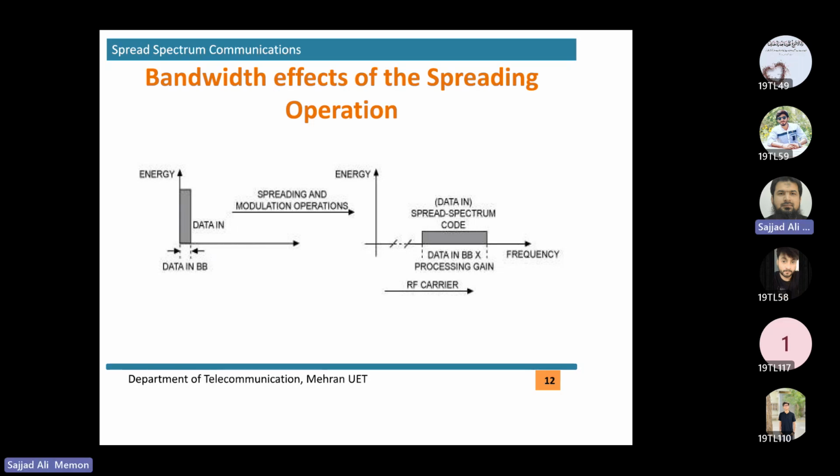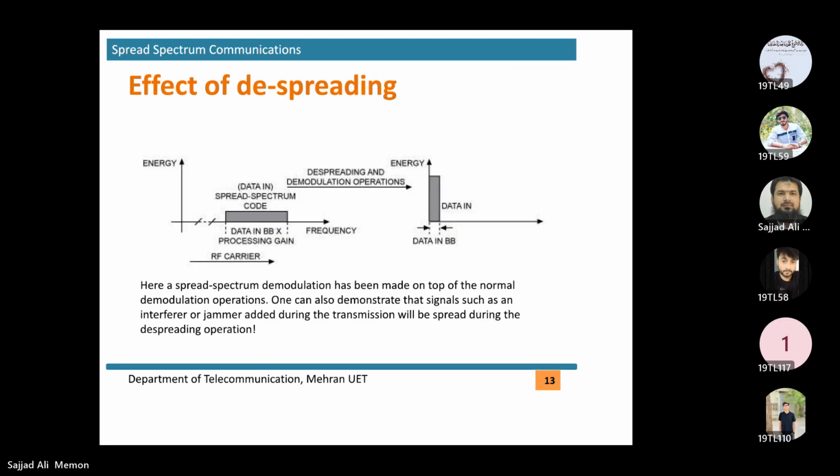So, bandwidth effects of the spreading operation: as you can see, we have the baseband signal, data in, that is before spreading and modulation. After spreading and modulation, your energy will be spread. Spread spectrum code and data in, the baseband signal goes into processing gain, and that is multiplied with some wideband signal. So here a spread spectrum demodulation has been made on top of the normal demodulation operations.